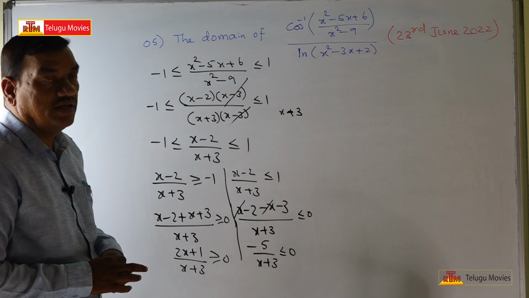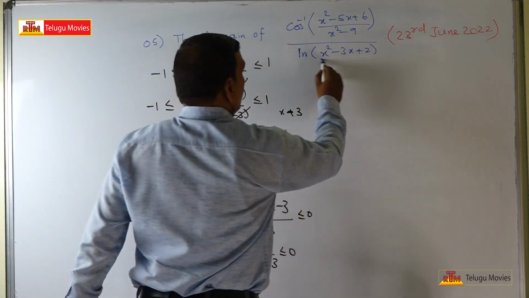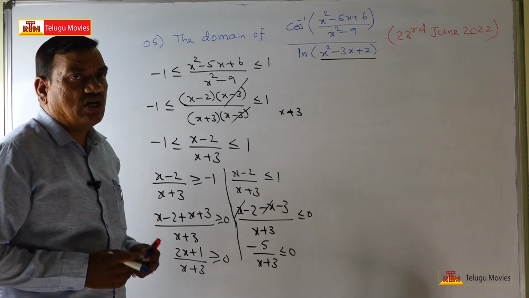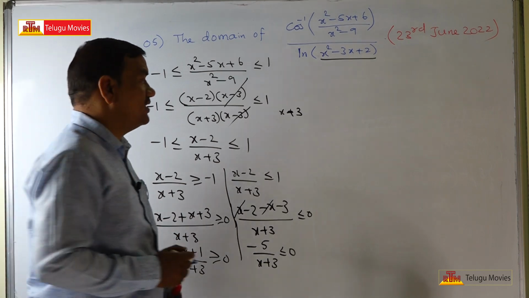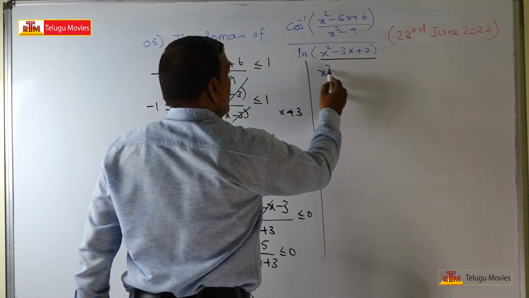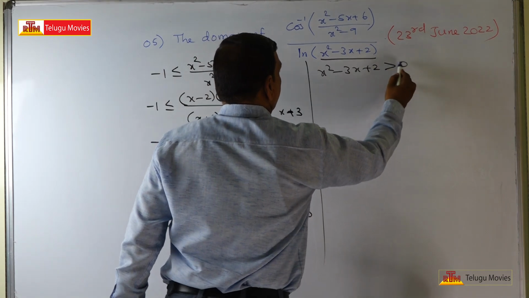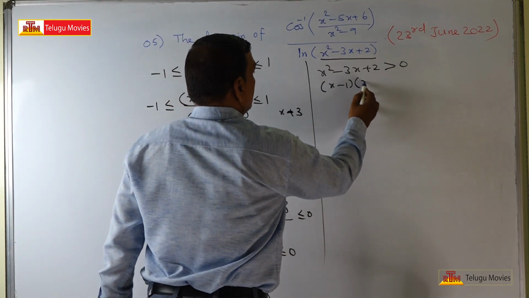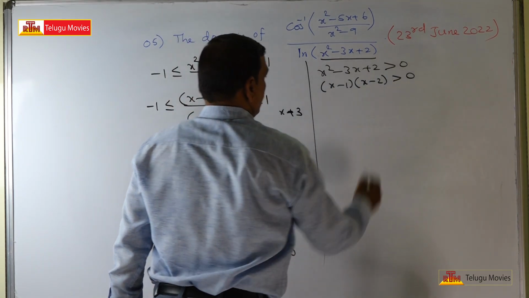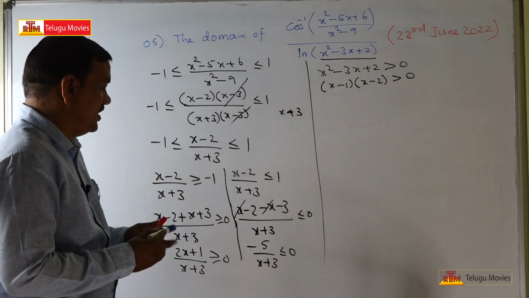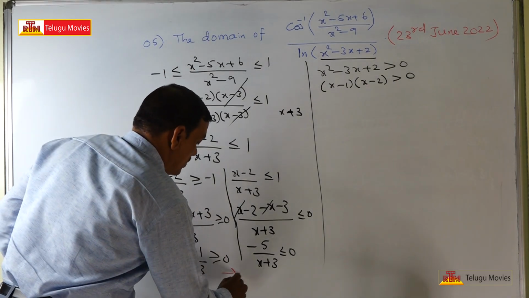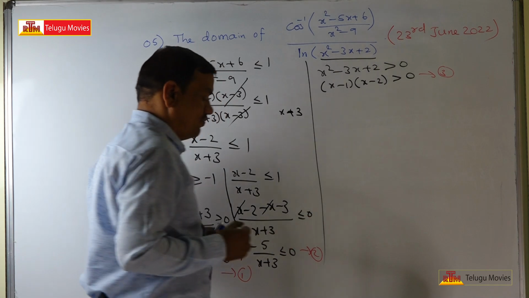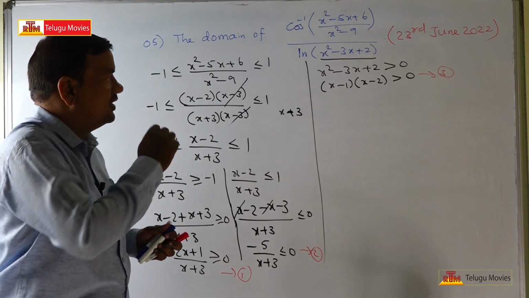Now coming to the denominator, what we have? ln of x square minus 3x plus 2. We know that logarithm functions are defined only for positive real numbers. So that means x square minus 3x plus 2 strictly greater than 0. Now what are the factors here? x minus 1, x minus 2 greater than 0. So see, all these three inequalities, this is 1, this is 2, this is 3, I want to represent on a number line.